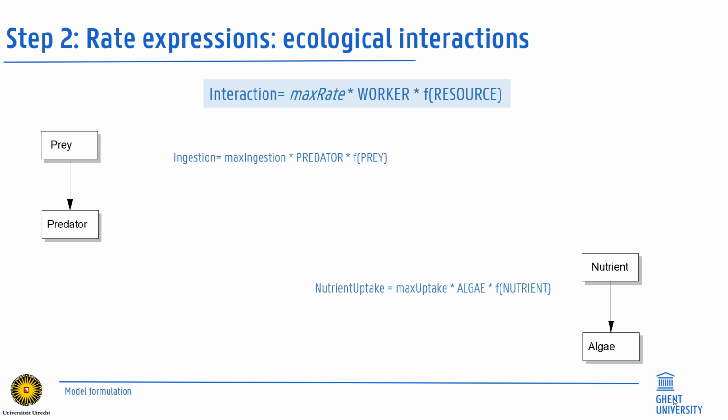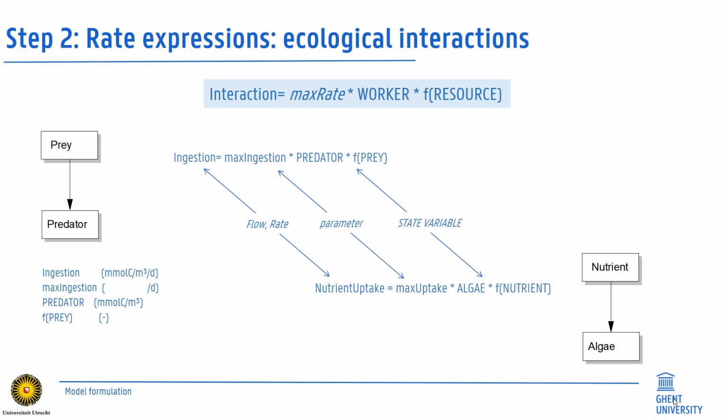The interaction is thus composed of a flow, a constant parameter specific to the worker, and the two state variables. The parameter always has per time as a unit. The limiting term is unitless, and together with the concentration of the workers, the entire interaction function has concentration or density per time as a unit.